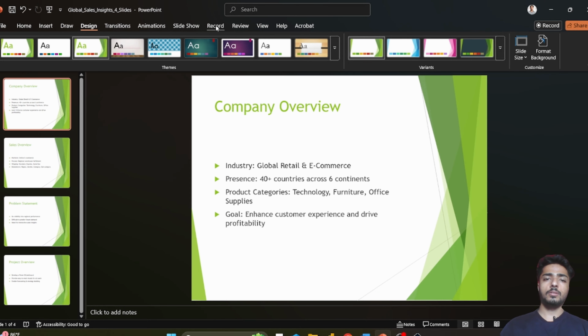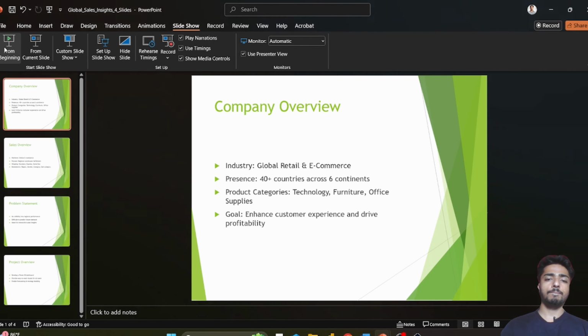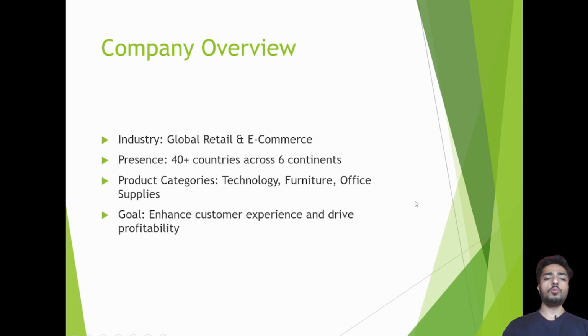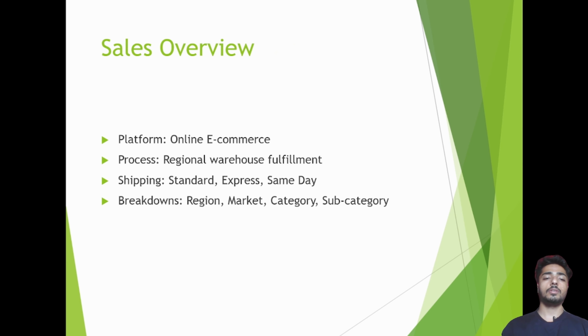The company overview: it's a global retail and e-commerce company operating in 40 plus countries across 6 continents, and its products are basically technology, furniture, and office supplies, and the goal is to enhance the customer experience and drive profitability. Okay, and now let's learn about the sales, how this company does its sales.